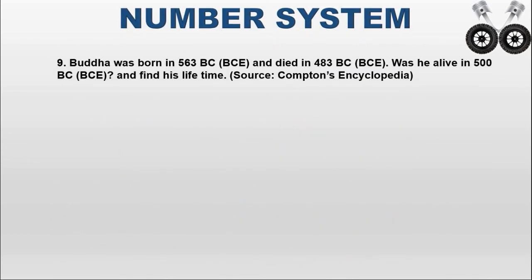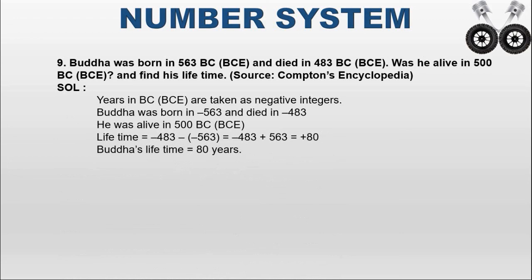Next one is: Buddha was born in 563 BC and died in 483 BC. Was he alive in 500 BC, and find his lifetime. So what is the problem given here? Buddha was born in the year 563 and died in the year 483. So what is the first question? Was he alive in 500 BC? We have to say whether he was alive in 500 BC or not.